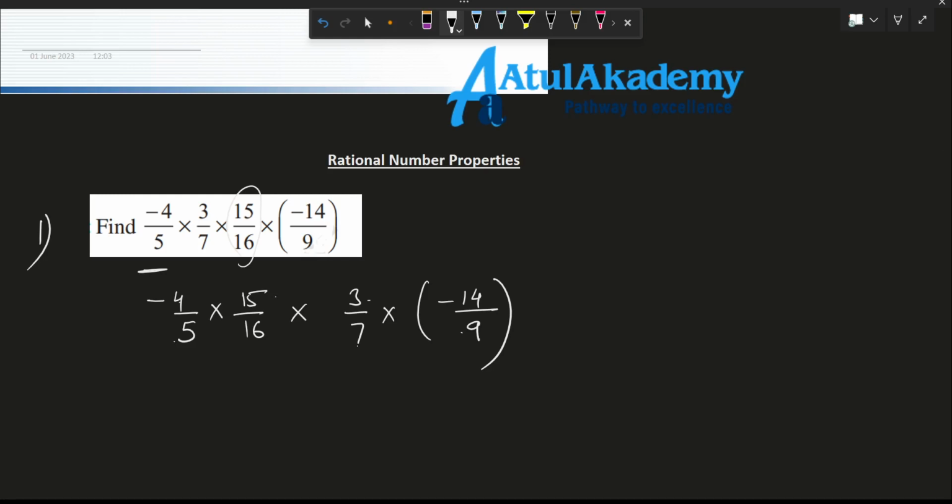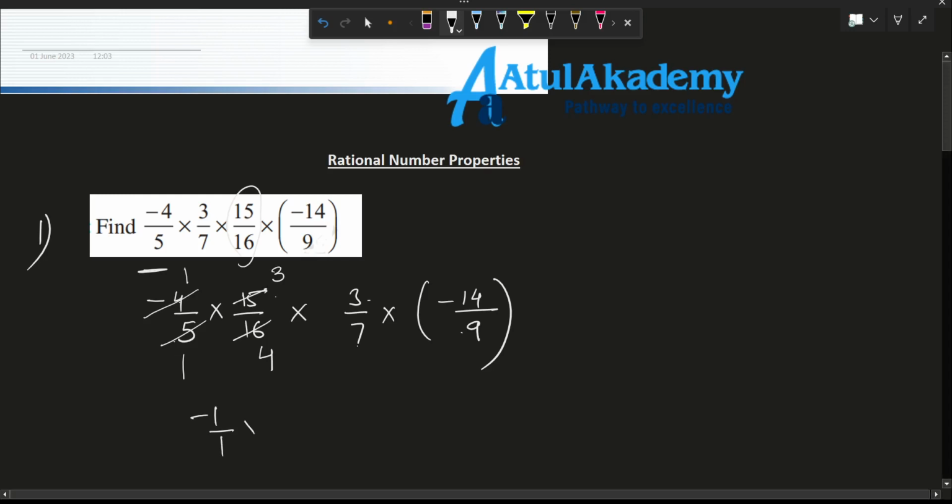So let's begin by cancelling 4. It will be 1. 4 fours are 16. Clear? Now here cancel 5. 5 ones are 5, 5 threes are 15. So what is left? Minus 1 by 1 into 3 by 4.